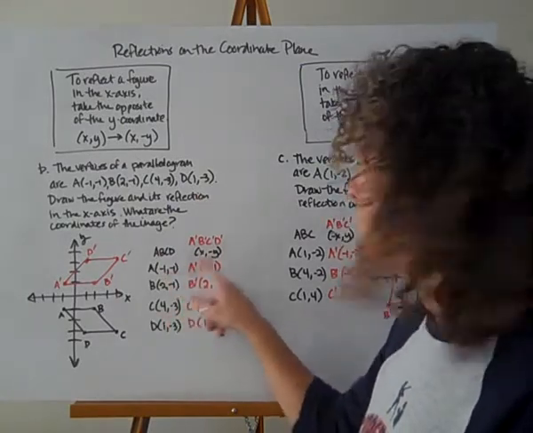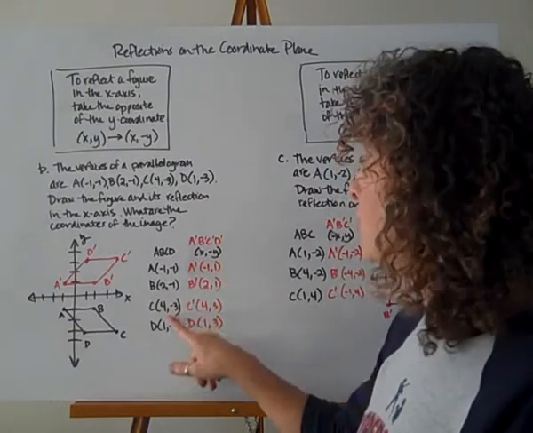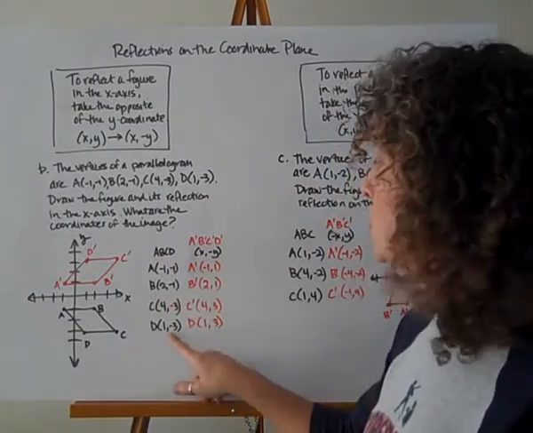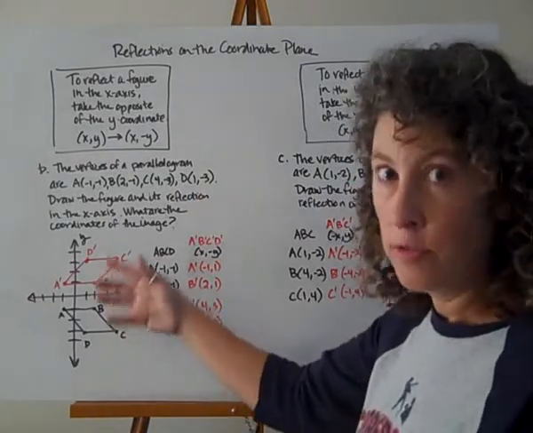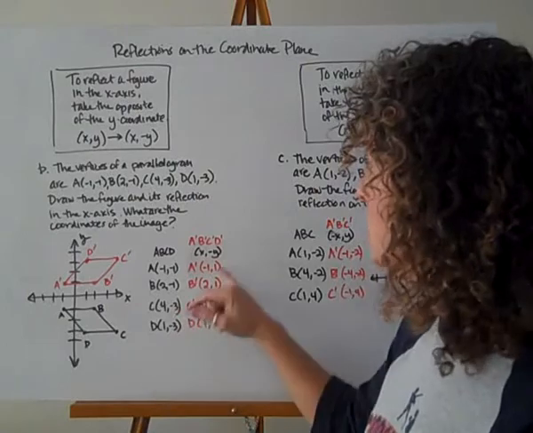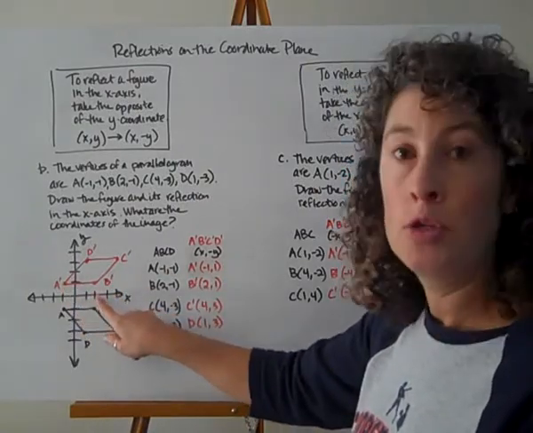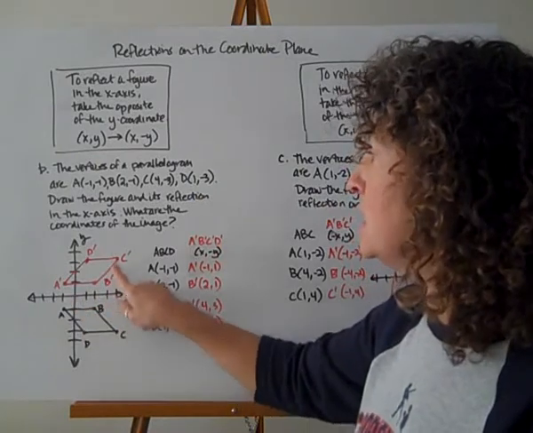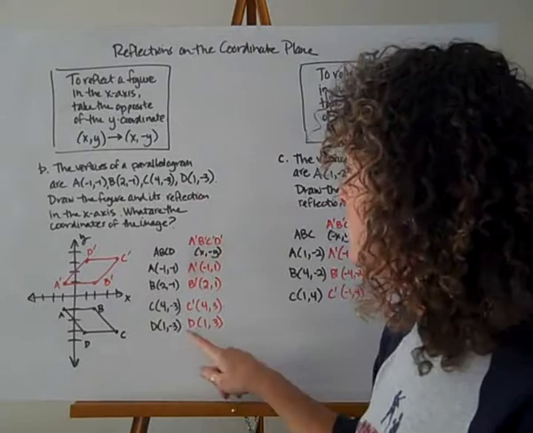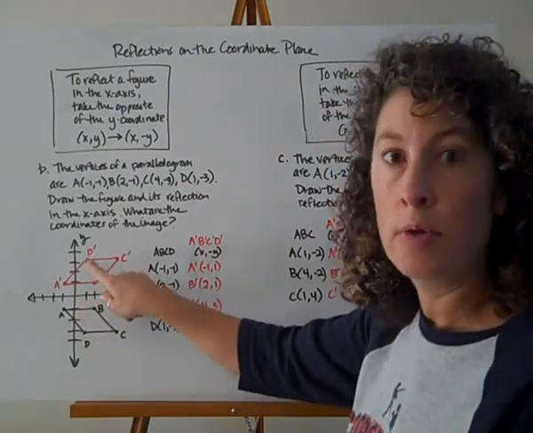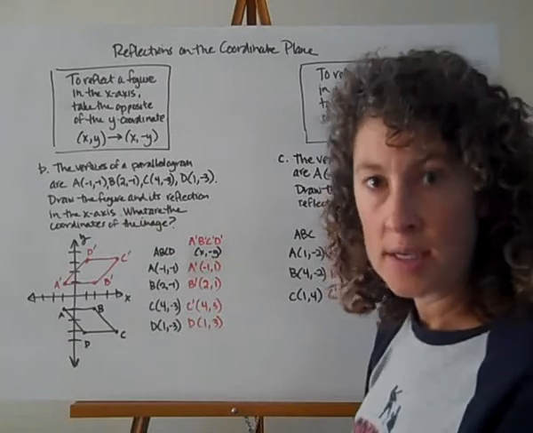So -1, -1 becomes -1, 1. 2, -1 is 2, 1. 4, -3 is 4, 3. And 1, -3 is 1, 3. And those line up with the points that we got when we just flipped it without thinking about the ordered pairs. My A is -1, 1. My B is 2, 1. My C is 4, so this one goes farther out, 4, 3. And my D is 1, 3. So that's a flip or a reflection over the x-axis.